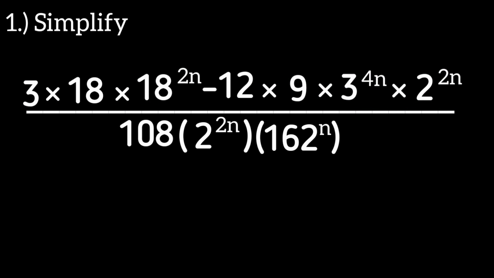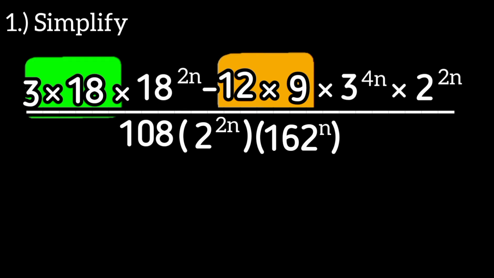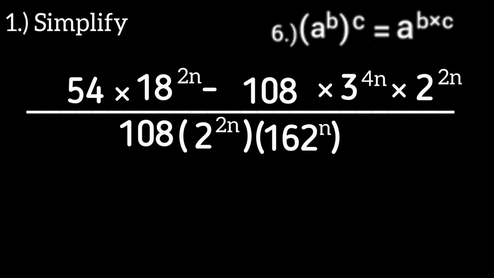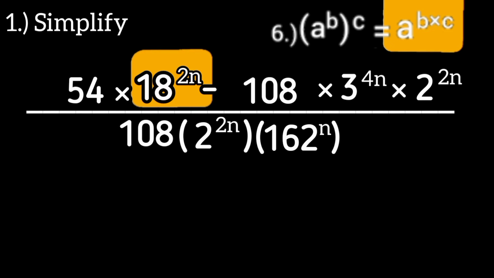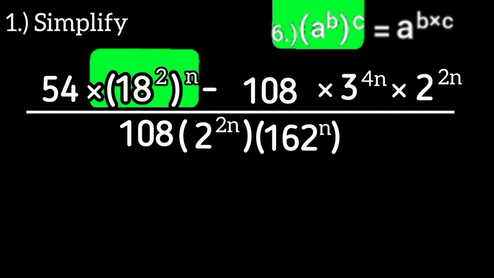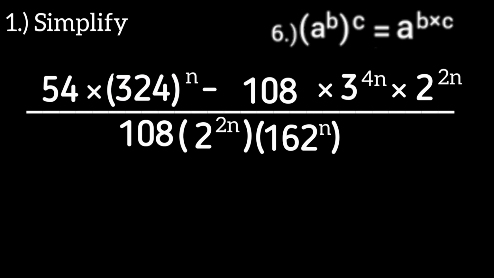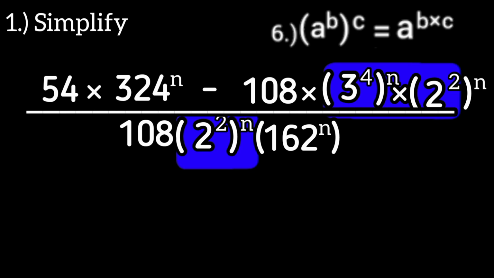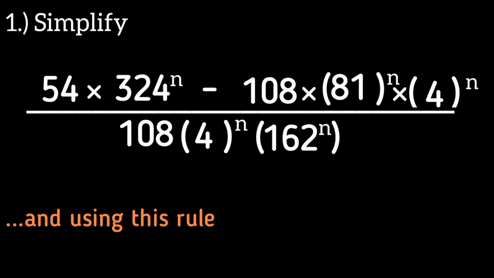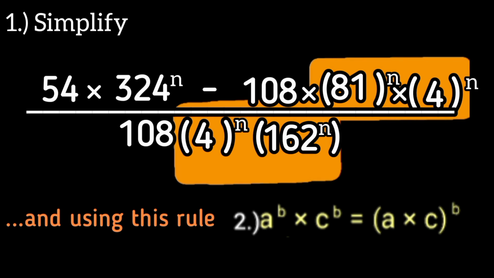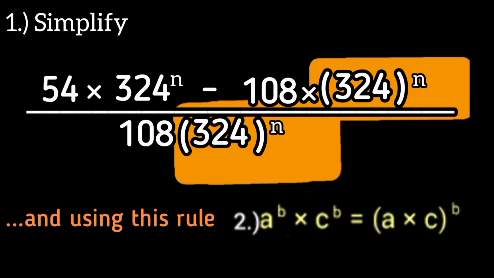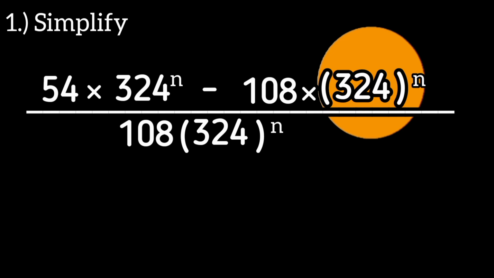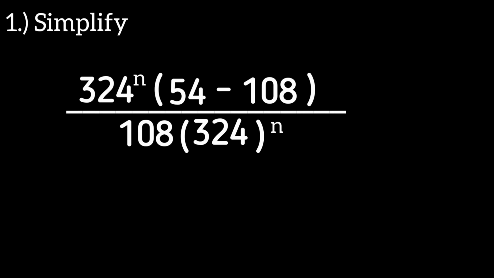I'm doing this because we can multiply the two numbers we know their values to get a single number. Also, from this rule of exponents, we can write 18 raised to power 2n like this, and 18 raised to power 2 is 324. We can do the same thing here as well. Now, since 324 raised to power n is here and here too, then we can factor it out.